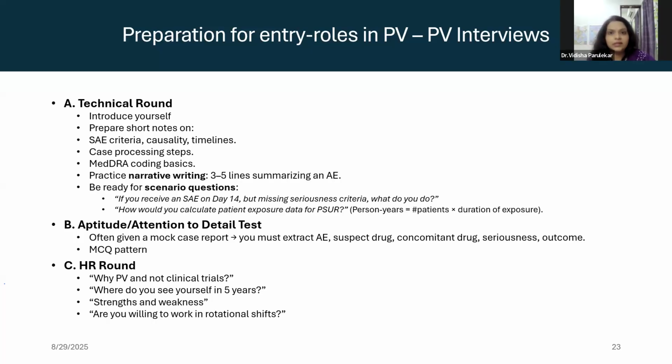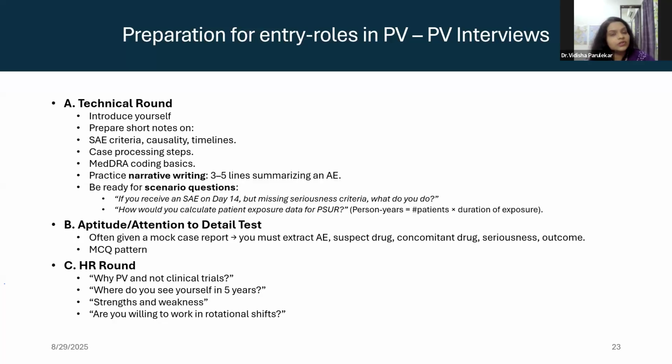Then after this, there is an HR related round. As I said, it is not strictly based on HR, but yes. The common question is that they will ask you why PV and why not the other fields. For instance, why not clinical trials or why not medical affairs? Then you need to have an answer that you are keen on involving yourself in patient safety, and you are excited about this kind of job role. So you have to have that answer with you.